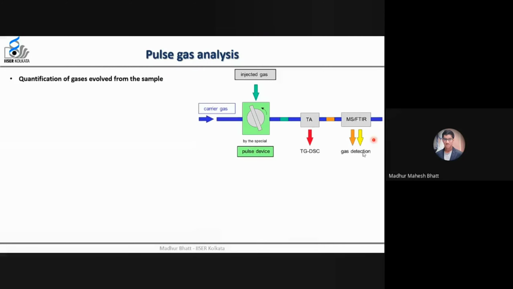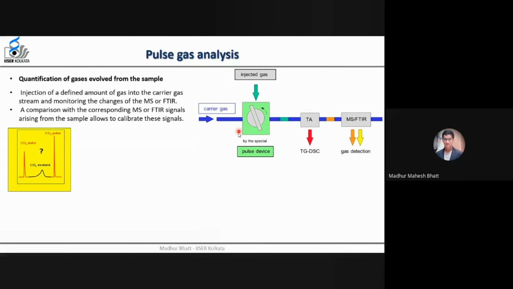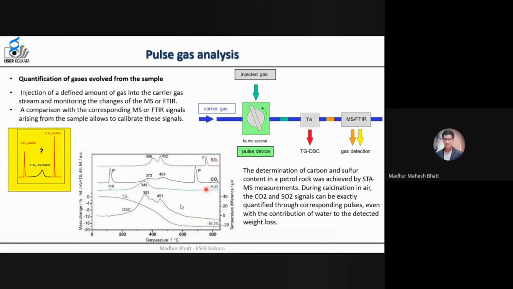So this is the schematic. The sample gets heated, gas is evolved, and along with that, we keep injecting a known amount of gas into the instrument. Using that injected gas, we can get a graph. We know how much gas is evolved here and here. So we can quantify how much is released from heating the sample. Now this is an example of pulse gas analysis. It is estimation of carbon dioxide and sulfur dioxide from heating of petrol rock. I won't talk in much detail about this.